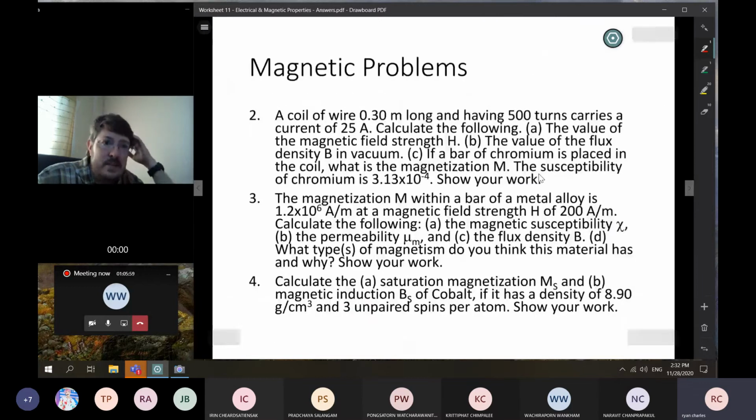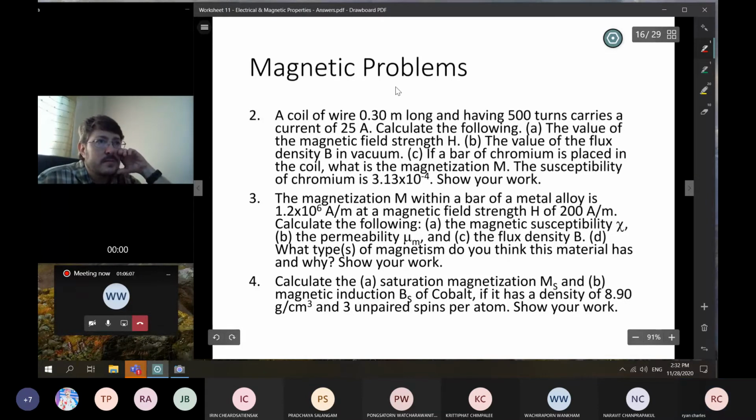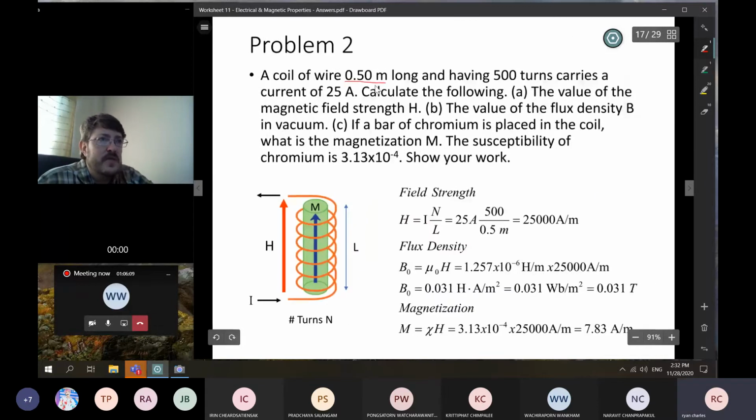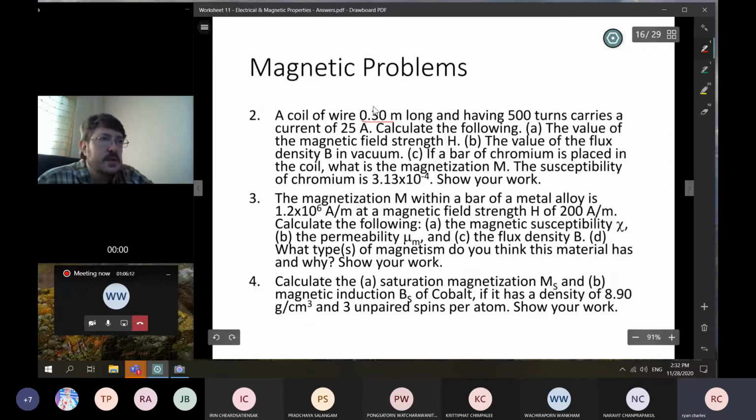All right. Magnetic problems, the last bit here. And then I'll talk about what's on the final. All right. A coil of wire. Was it 0.3? It's 0.5 meters long. Yeah, it's 0.5. 0.5 meters long and having 500 turns, carries a current of 25 amps. Calculate the following: the value of the magnetic field strength, the value of the flux density. If a bar of chromium is placed in the coil, what is the magnetization M? The susceptibility of chromium is 3.13 times 10 to the minus 4.